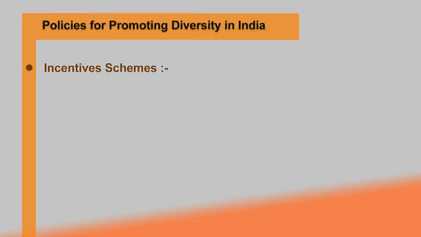Some of the initiatives are as follows: post-matric scholarships. The Government of India provides the post-matric scholarship for students from the deprived groups, so they can access higher education with the financial support of this scholarship.